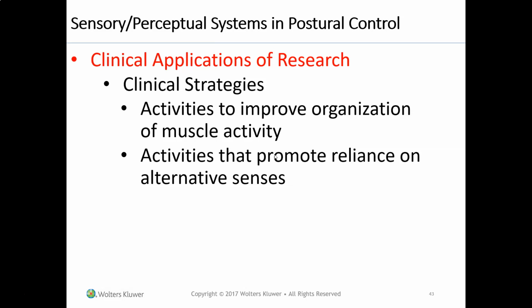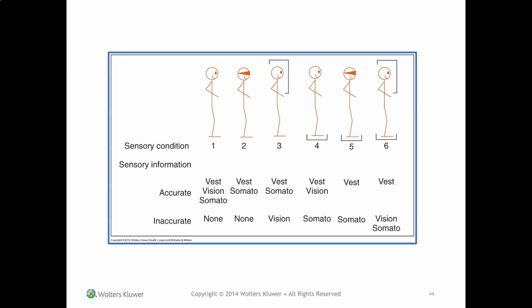So clinical applications, again: there are activities to improve organization and muscle activity, activities that promote reliance on alternative senses. So if they can't use their vision, we might use their somatosensory. If they can't use somatosensory, you might use vision and vestibular. So understanding that we can go from one to the other is very important.